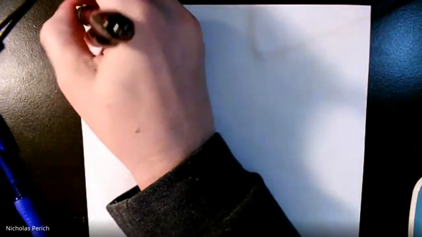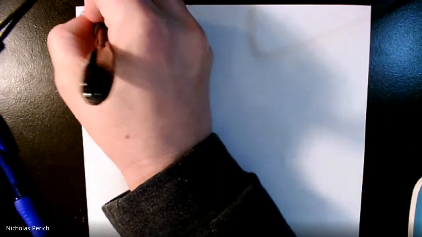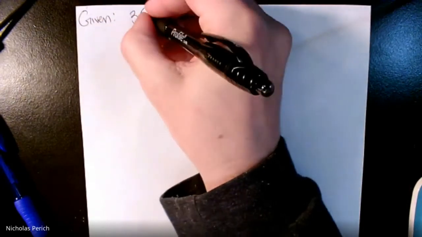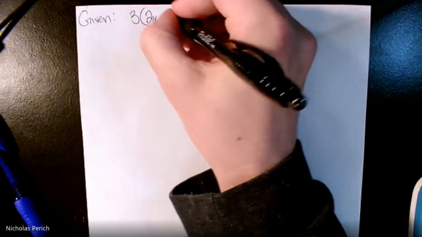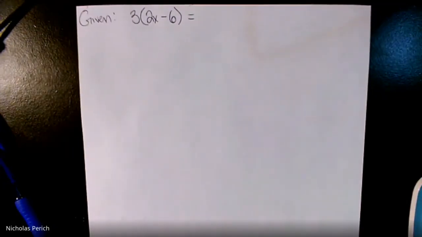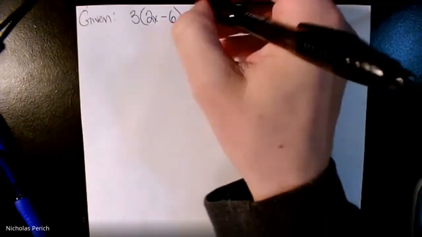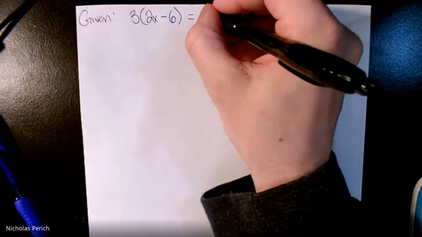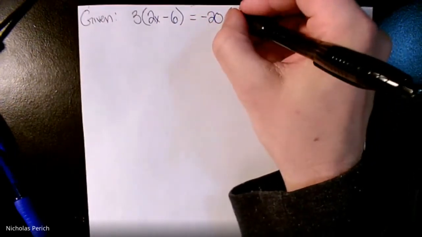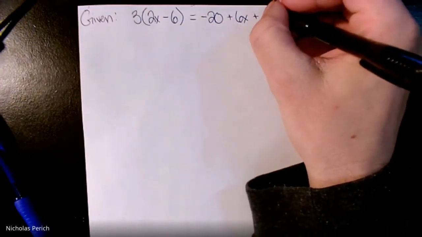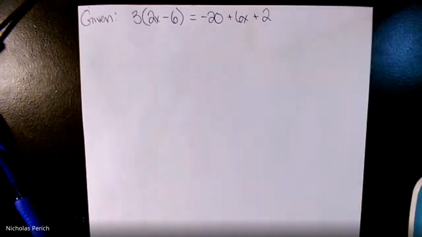What if I gave you the given: 3 times 2x minus 6 equals negative 20 plus 6x plus 2.